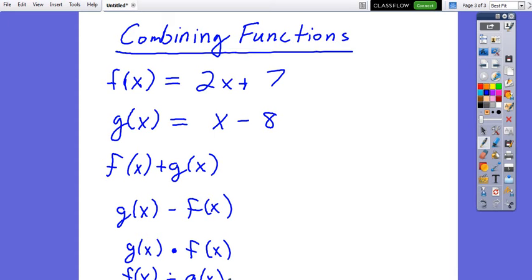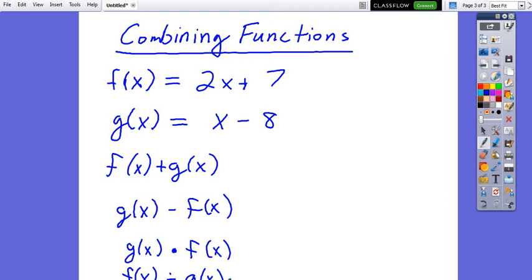I'm using function notation here. Now, the function notation represents a polynomial. f of x is really just 2x plus 7. g of x is really just x minus 8. So really, is there anything different than what we just took a quiz over? No. It's just combining functions.